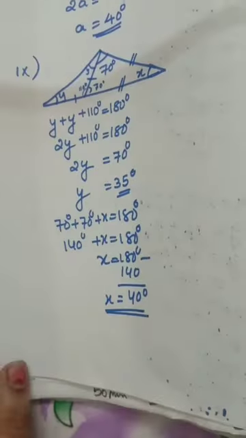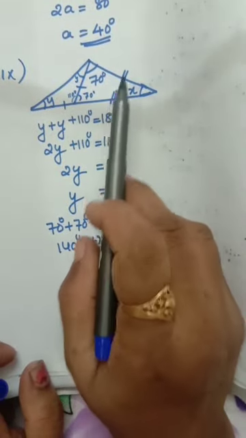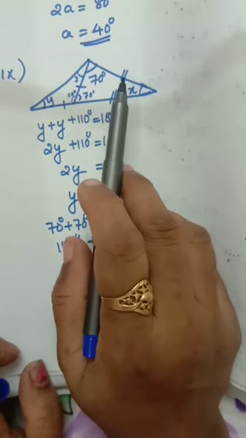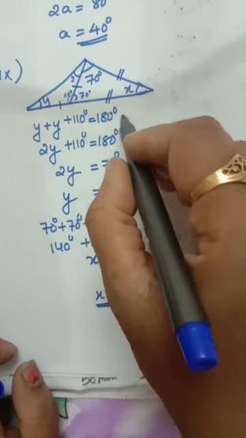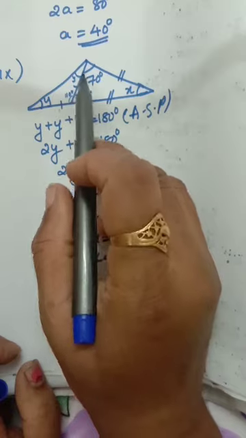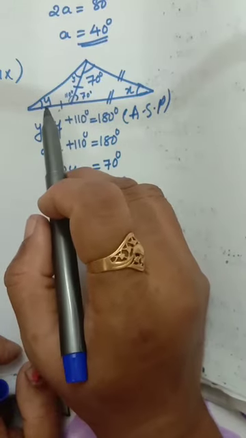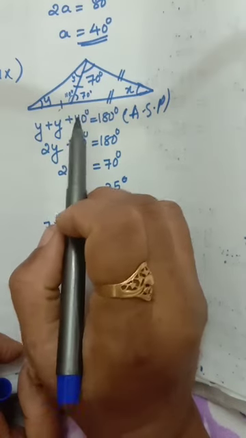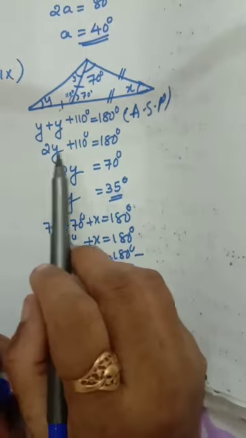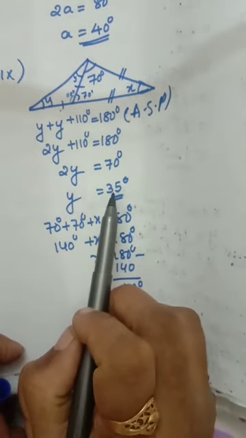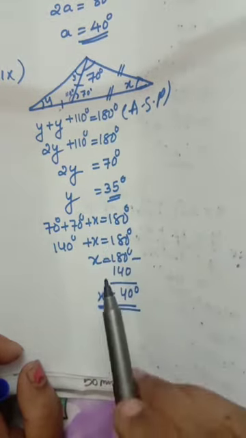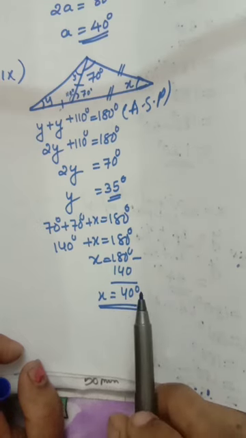Clear, children? Next, 9th one, same type, same sides, opposite angles are equal. Here 60, then here also 60. Angle sum property you can use. Here also two sides equal, then opposite angles are also equal. Here Y, then here also Y. Y plus 110 equal to 180 degree. Angle sum property, you will get Y equal to 35 degree. 70 plus X equal to 180 degree. From that, X equal to 40 degree.